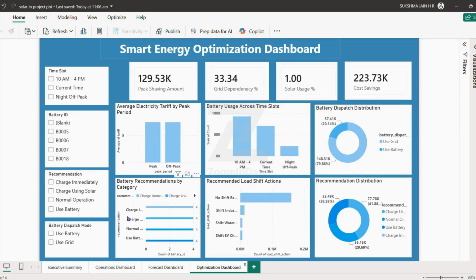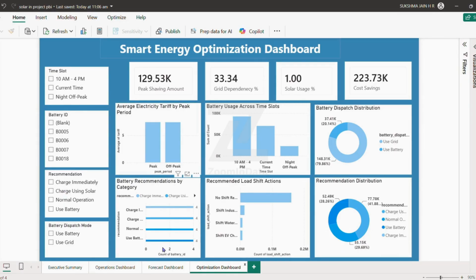Next is the bar chart. This chart displays the frequency of different charging recommendations, like charging using solar, charging immediately, normal battery operation, and use batteries. Next is the visualization that recommends shifting flexible electricity loads, such as EV charging or water pumps, to off-peak hours to reduce electricity costs. Last but not the least is the donut chart, which summarizes the overall distribution of optimization recommendations generated by the decision support system. The filters include battery ID, time slots, recommendation types, and battery dispatch mode, allowing users to analyze the optimization strategies under different conditions.